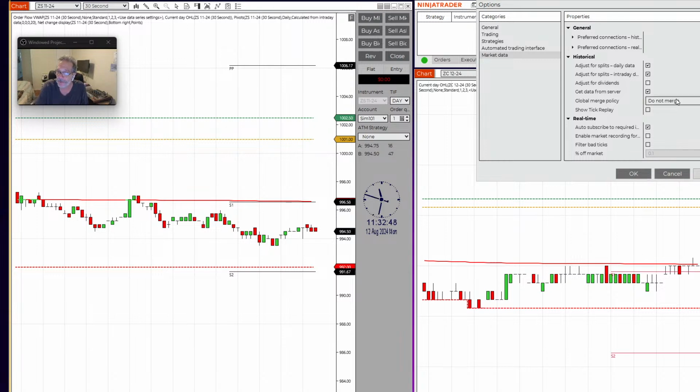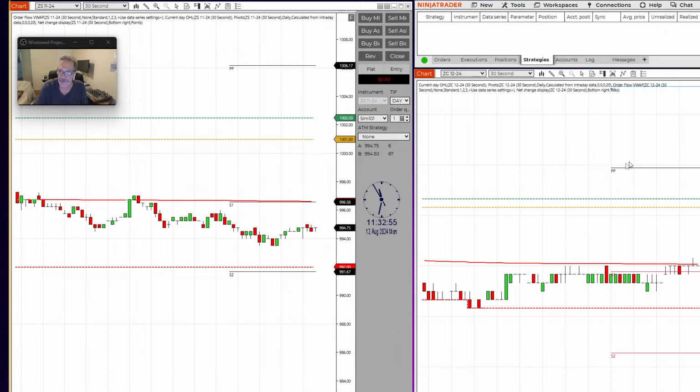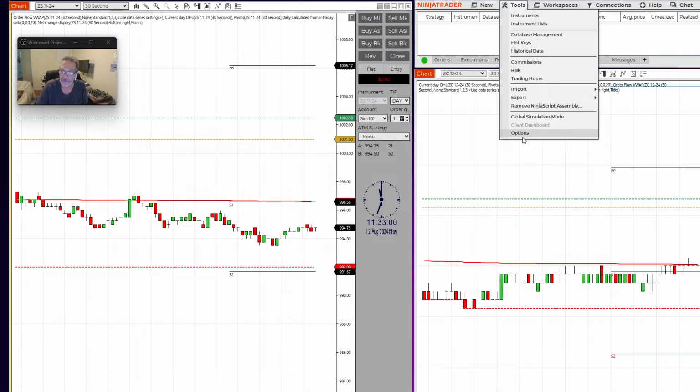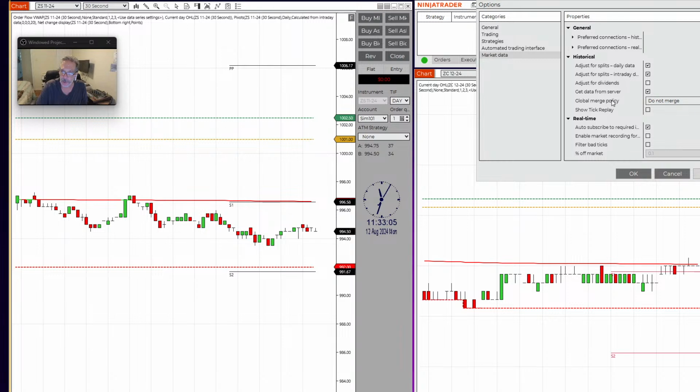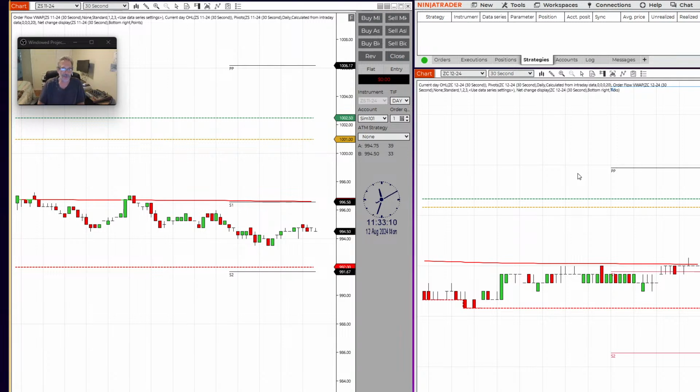I don't really know enough about the data. I just know that that fixes it. We used to deal with that years ago. It was such a pain to fix. So go to Tools, Options, Market Data, Global Merge Policy, Do Not Merge. You may have to change your time frame and go back to the time frame you're normally using. You'll usually have to make a change on the chart, but that's all that is. That should solve the problem.